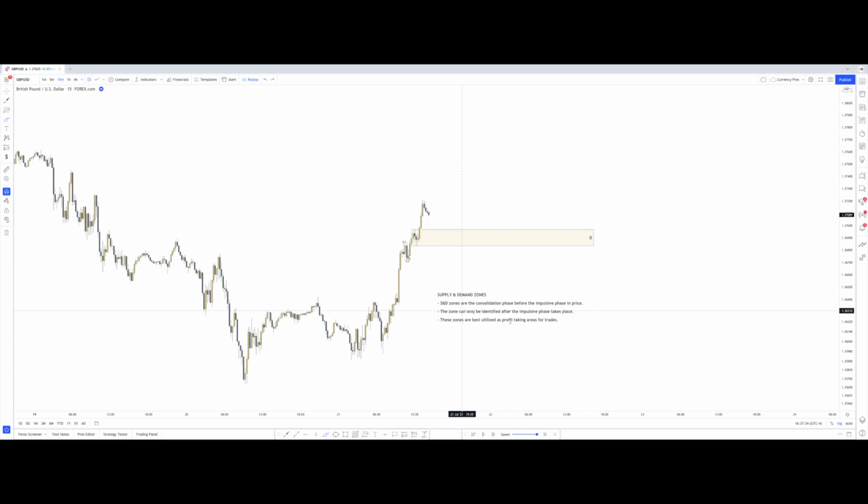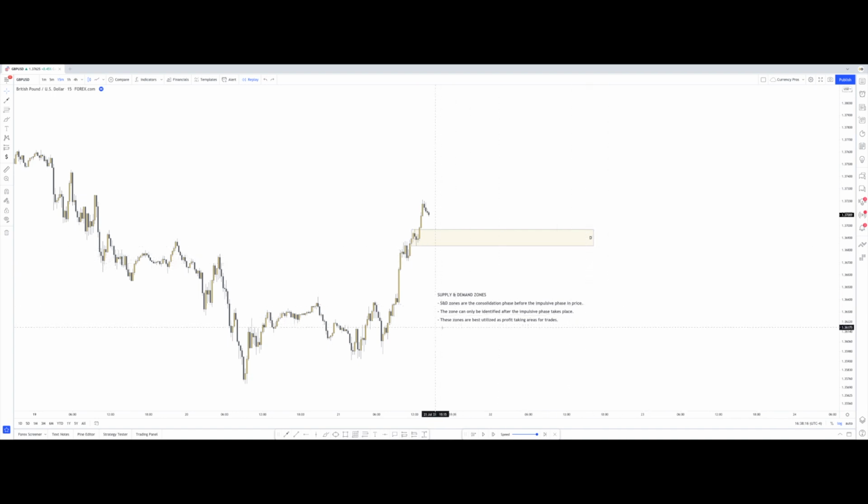So let's look at the next point that I've written down here. The zone can only be identified after the impulsive phase takes place. So this is our most recent impulsive phase, those 3 bullish candles right there. And what that left behind is this clearly identifiable demand zone. So that's why I've highlighted it from wick to wick with this rectangle tool. Basically it's from where the consolidation started, that very top wick of the bearish candle, and then I've dragged my tool down all the way to the bottom wick of the next bearish candle, because that's the full range in which price was consolidating within, okay? So that is our demand zone.